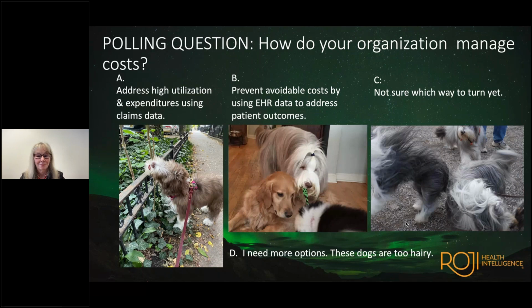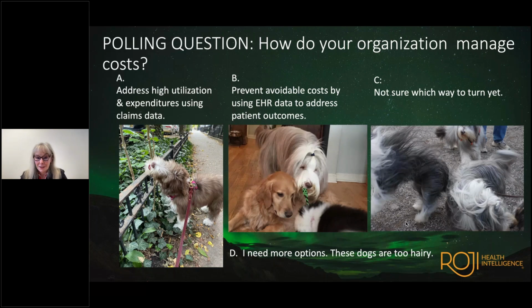Okay. Not sure which way to turn yet, is 25%. And then I need more options. These dogs are too hairy, is 6%. Well, unfortunately, you get to see a lot of these hairy dogs going forward because they're populating some levity in the material. But thank you very much for your responses, and let's move on.